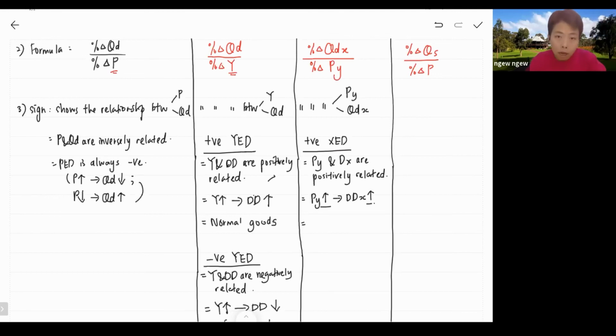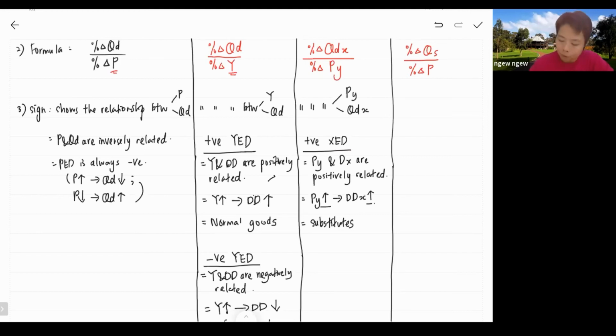However, if I say when price of Coke rises, demand for Pepsi rises, or when price of Honda rises, demand for Toyota rises, it makes sense because when price of Honda rises, people will choose not to buy Honda and switch over to Toyota. Okay, so positive XED shows that two goods are basically substitutes.